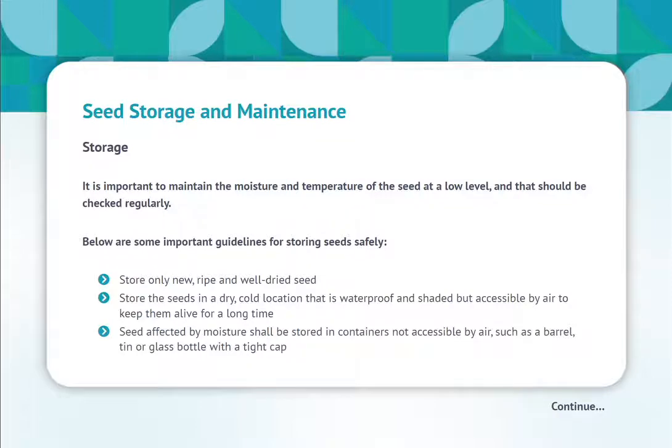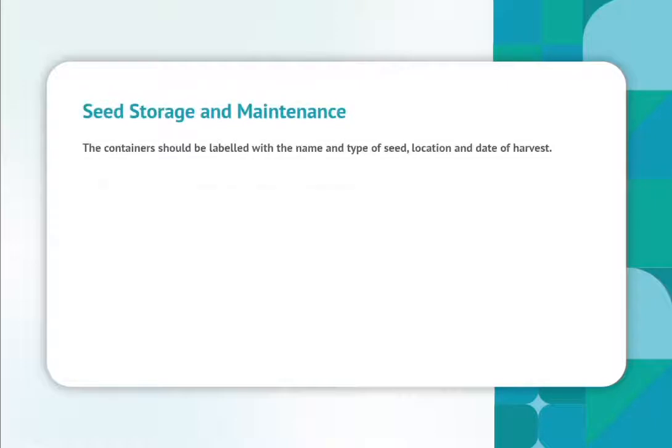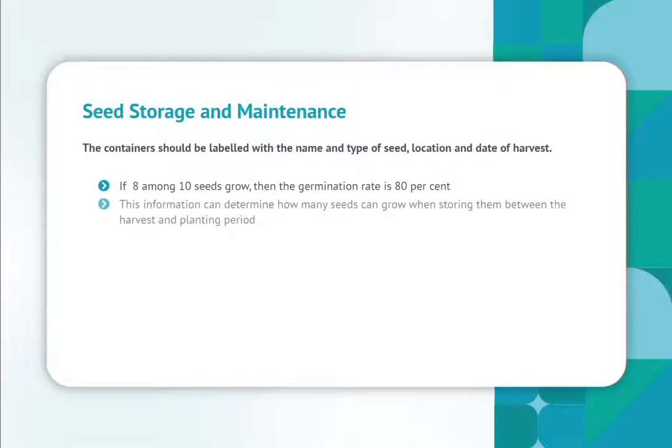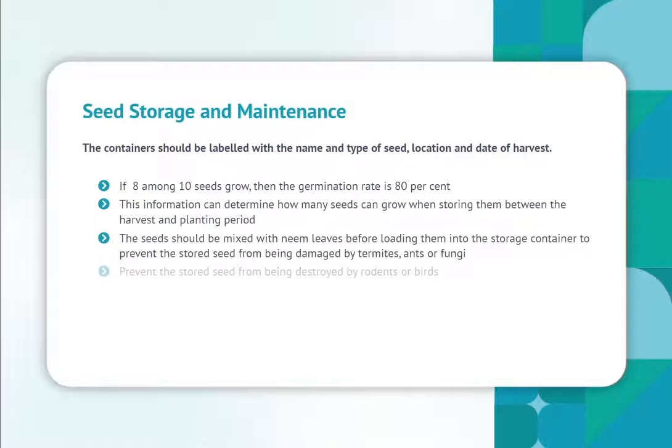Seed affected by moisture shall be stored in containers not accessible by air, such as a barrel, tin or glass bottle with a tight cap. The containers should be labeled with the name and type of seed, location and date of harvest.